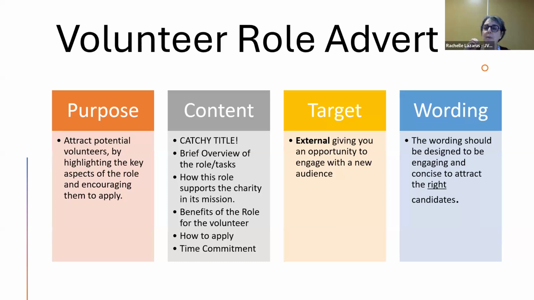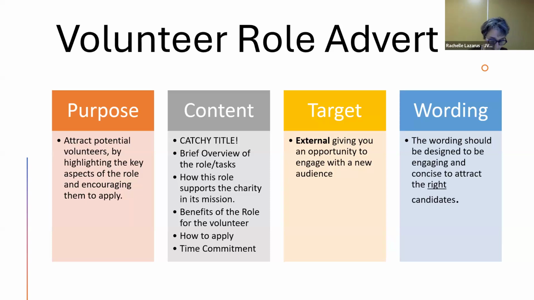So this is an opportunity for you to sell your charity. Somebody may not necessarily volunteer with you, but they may know somebody who might be interested in volunteering with you. They may know somebody who might benefit from your charity. They may know somebody who might be interested in supporting your charity. So your role advert is a fantastic way to promote your charity and also recruit a volunteer. Never miss an opportunity, I always say, to promote your charity, because you do great work.